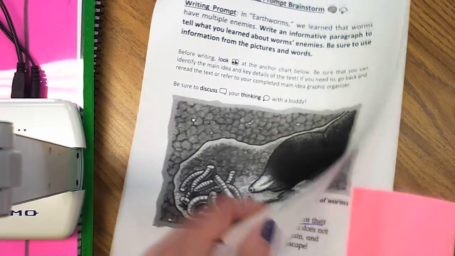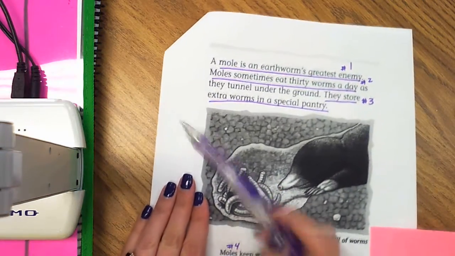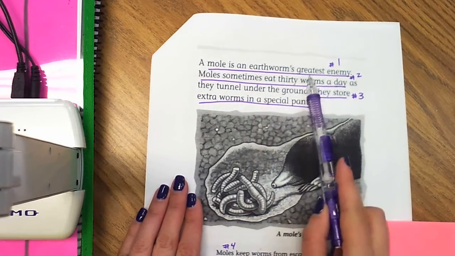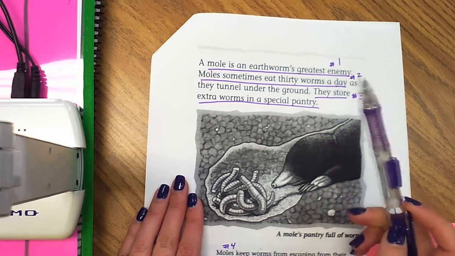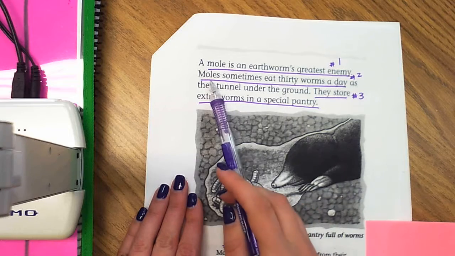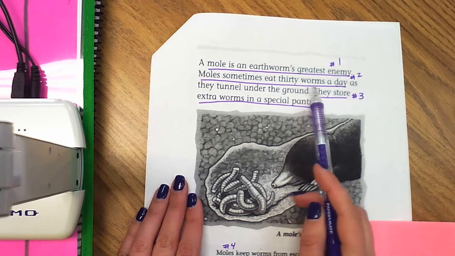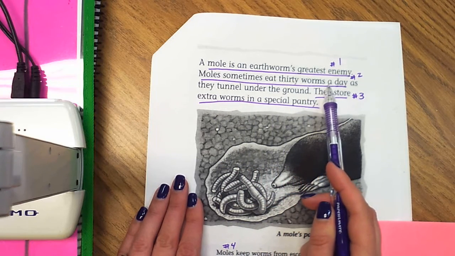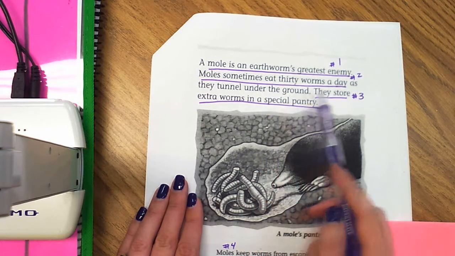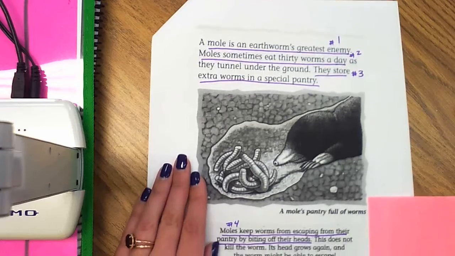So I went back to my page about moles, and I read it again. It says, a mole is an earthworm's greatest enemy. That's fact number one that I could start writing about. Moles sometimes eat 30 worms a day. That's crazy, 30 worms a day, friends, as they tunnel under the ground. That's fact number two that I could write about.